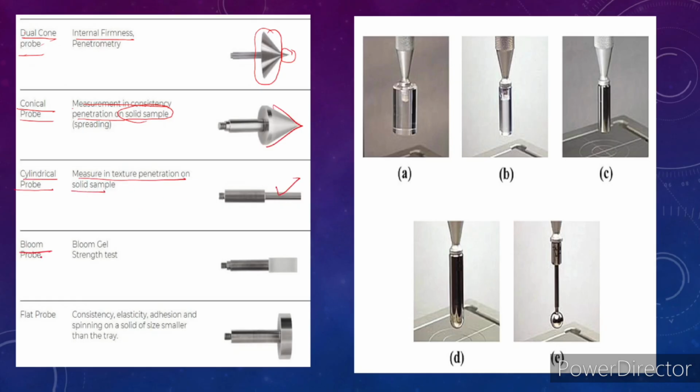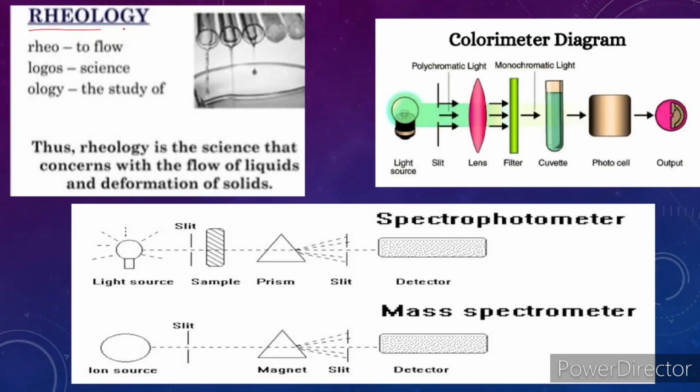Cylindrical probe. Bloom probe, used for measuring the Bloom gel strength test. Flat probe is used to measure the consistency, elasticity, adhesion and spinning on a solid of a size smaller than the tray. This is the flat probe, and there are also several other probes used in the various methods of food analysis.